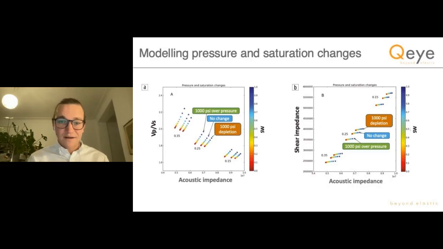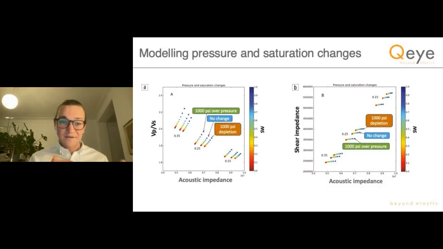Starting in the middle, where we're assuming no change in pressure, we can see that if we change our water saturation from 0, so fully hydrocarbon filled, to pure water filled, we would expect an increase in VP/VS and an increase in acoustic impedance. And if we're looking at pressure change, if we have 1,000 psi depletion, we would expect an increase in acoustic impedance, but a decrease in VP/VS. Whereas if we have 1,000 psi overpressure, we expect a decrease in acoustic impedance with an increase in VP/VS.